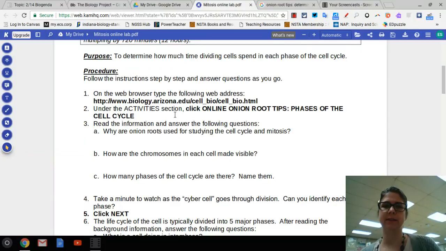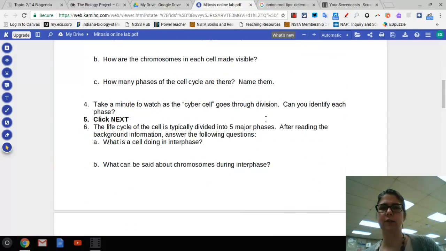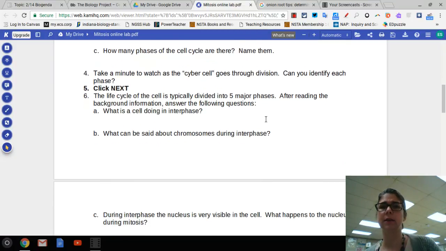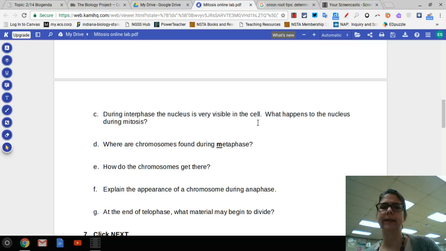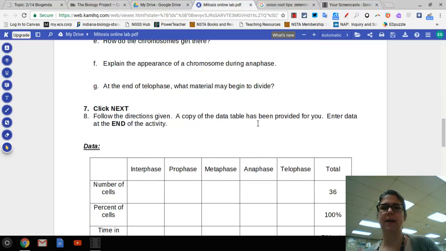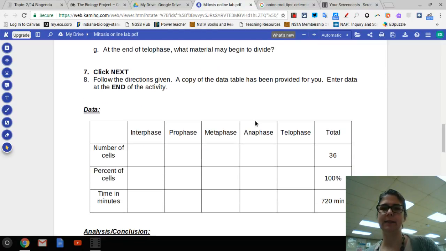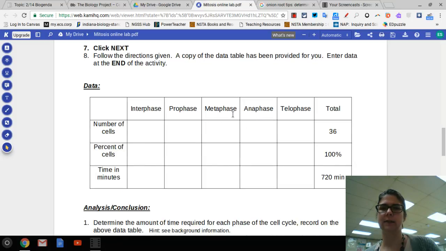You were to go to a website, read information and answer questions, look at different stages of mitosis, and describe what's happening to the chromosomes in each stage. And then finally, you were supposed to collect data by placing different cells in the appropriate category, and it would let you know if you were right or wrong. At the end, it gave you a total of how many cells were in each of the different phases.